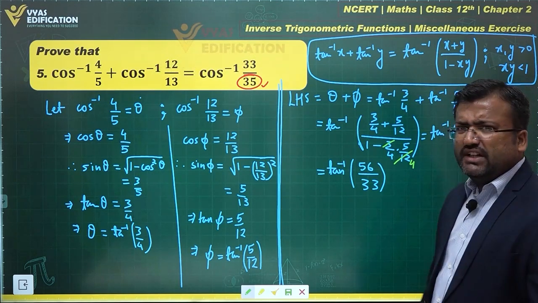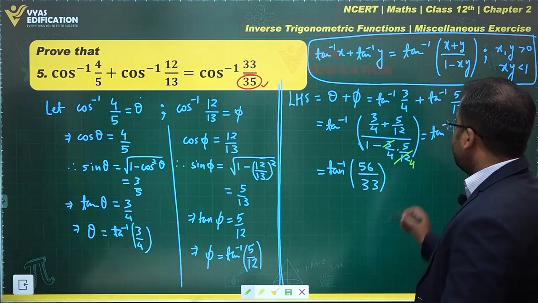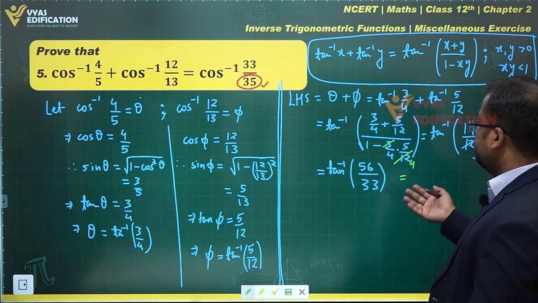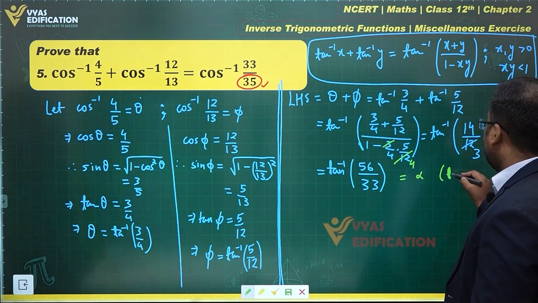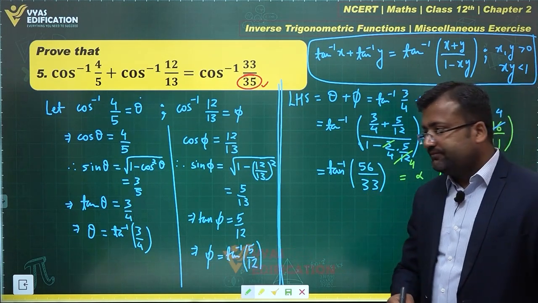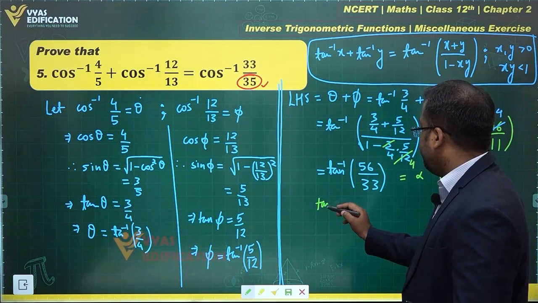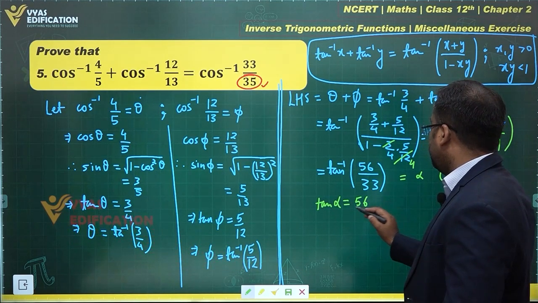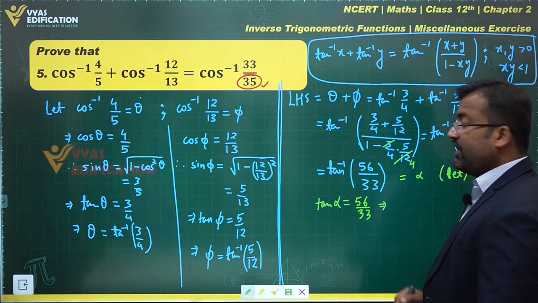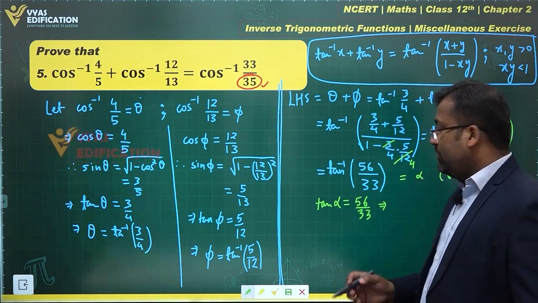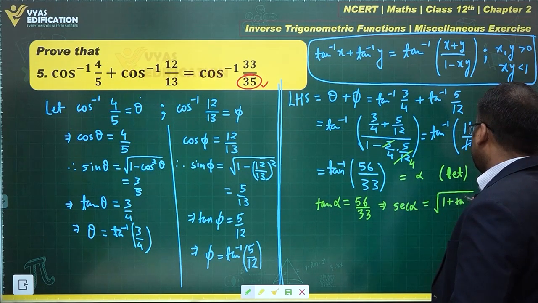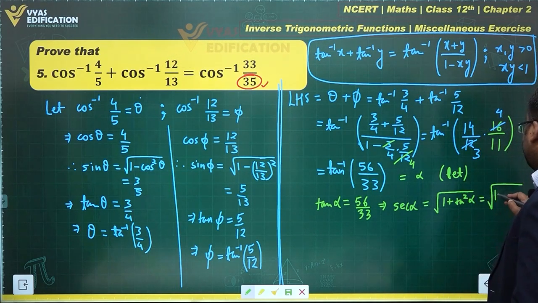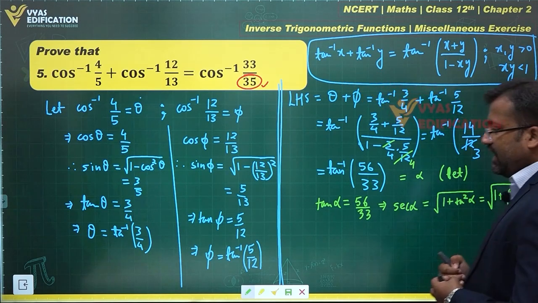Tan inverse 56 upon 33, can I convert this in terms of cos inverse? Yes. Let's call this equal to alpha for a minute. If this is equal to alpha, then tan alpha is equal to 56 upon 33, which gives me sec alpha, which can be easily found with the help of the square root of 1 plus tan square alpha. What is that? Square root of 1 plus 56 square upon 33 square. This is what you have.